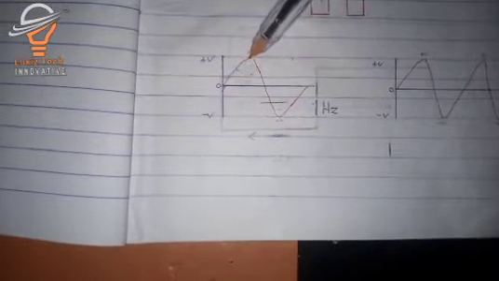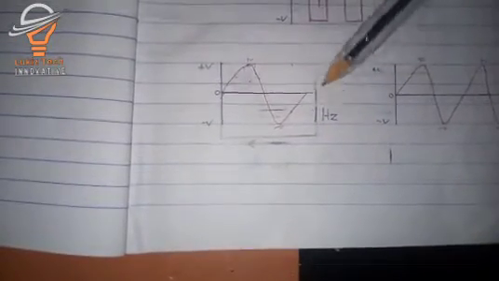Now let's talk about frequency. What is the meaning of frequency? Frequency is the number of waves that pass a fixed point in a unit time. Now, this is 1 hertz. The reason why it is called 1 hertz is that it moves from 0 to positive, then to negative, and then back to 0. That is one cycle, and that is 1 hertz. The unit for frequency is hertz.